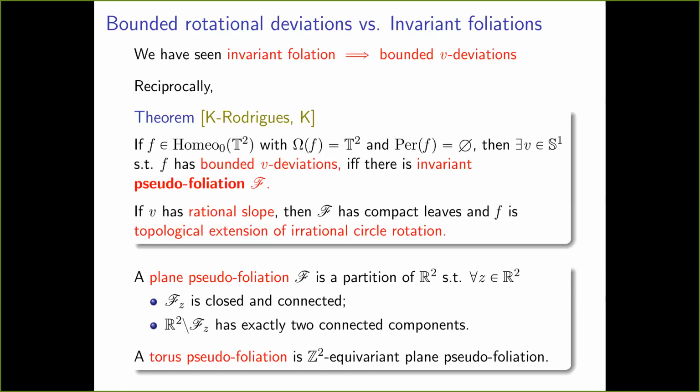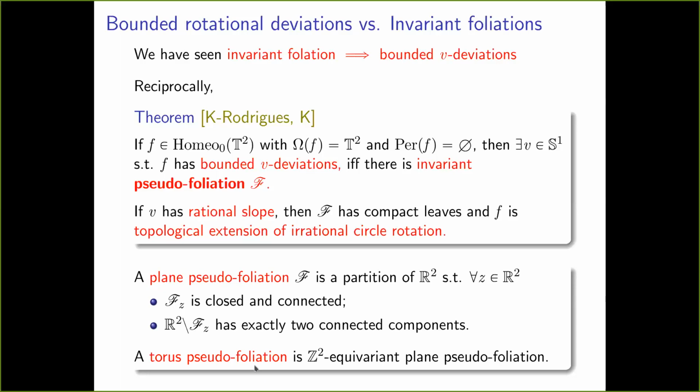And what is a torus pseudo-foliation? Essentially, it's a partition of T2. You go to the universal cover, you lift the partition, and you take as atoms the connected components of the lifted sets, and you say that you have a torus pseudo-foliation on T2 if the lift is a Z2-equivariant plane pseudo-foliation.